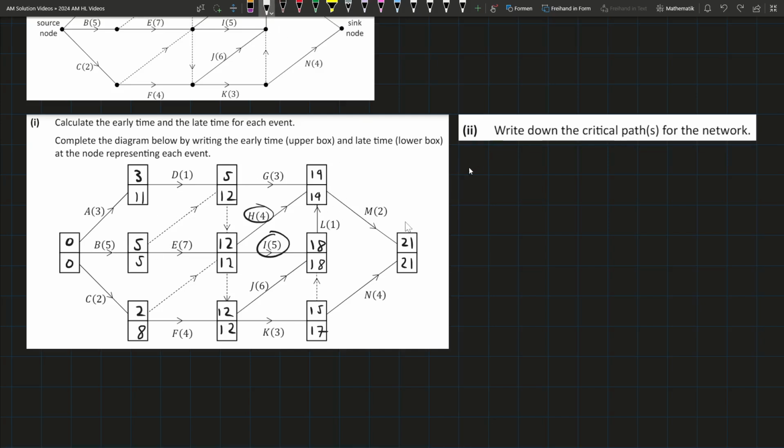So we start at B. Then we go to E. And then we don't go to either of those. We go to J next, down here and up to J. And then L, and then M. And that's the only critical path in this network.